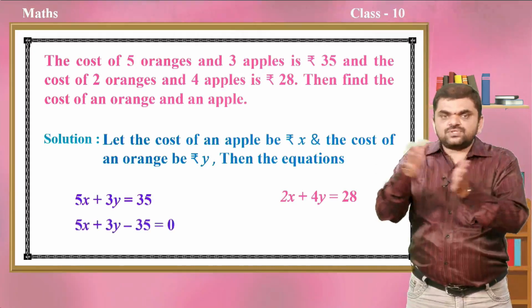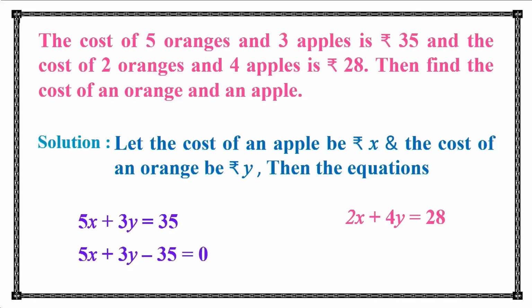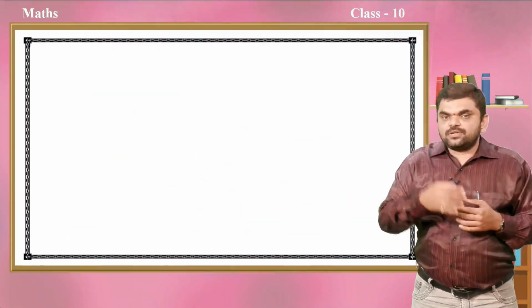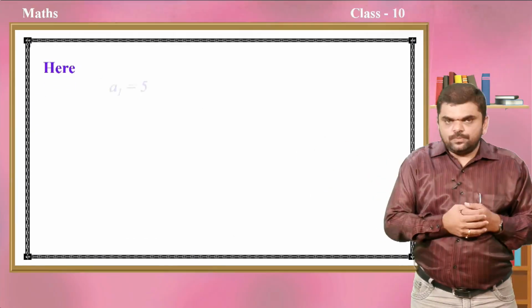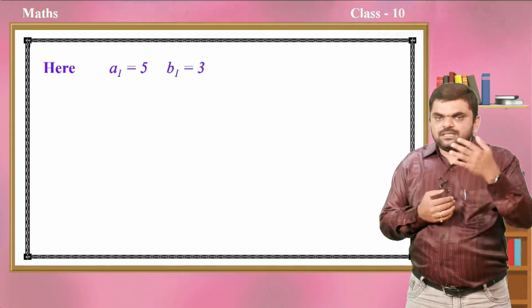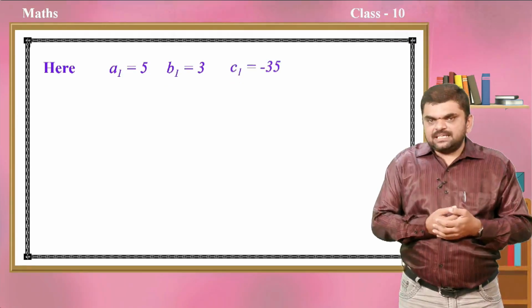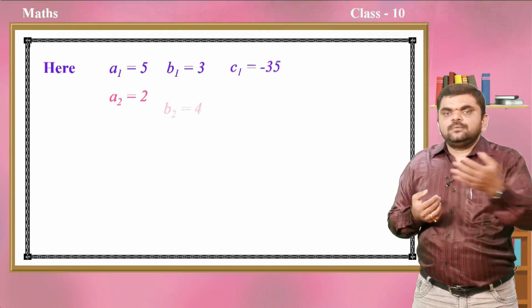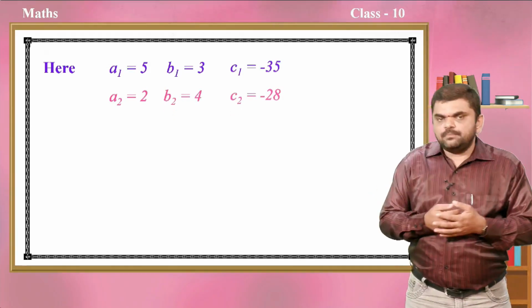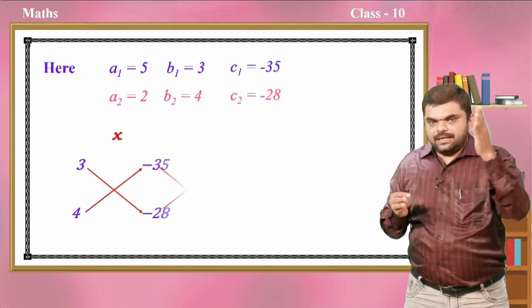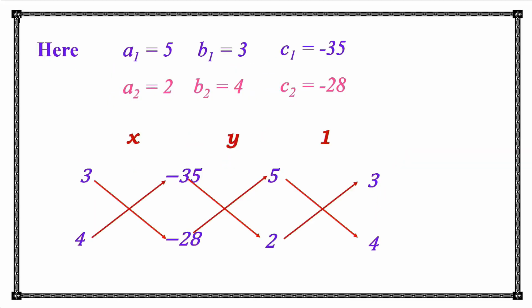So now we have to solve these two equations, writing them in the standard form, that is 5x plus 3y minus 35 is equal to 0, and 2x plus 4y minus 28 is equal to 0. Now find out the values of a1, a2, b1, b2, c1, c2. So a1 is equal to 5, b1 is equal to 3 and c1 is equal to minus 35. Here a2 is equal to 2, b2 is equal to 4, c2 is equal to minus 28. Now recall that formula and substitute the values of a1, a2, b1, b2, c1, c2.